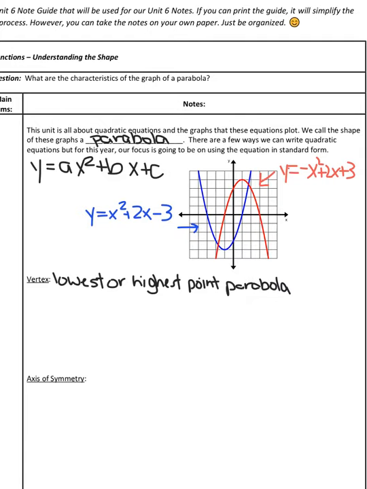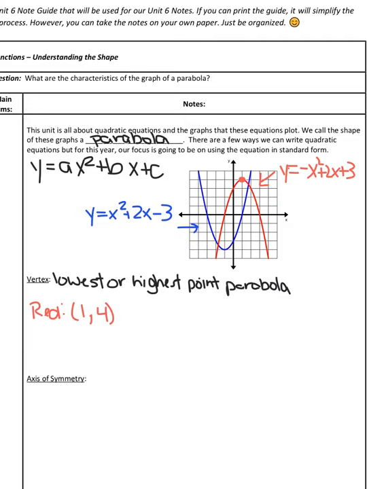All right, so if I look at my red parabola up here, let's identify the vertex. So the vertex is this point right here at the top. I'm drawing the little dot right there. So that means the ordered pair for that point is over 1, up 4. So (1, 4) is the vertex of this parabola.